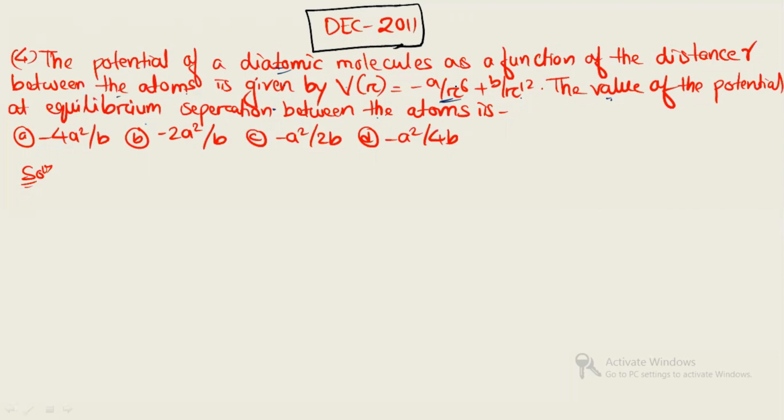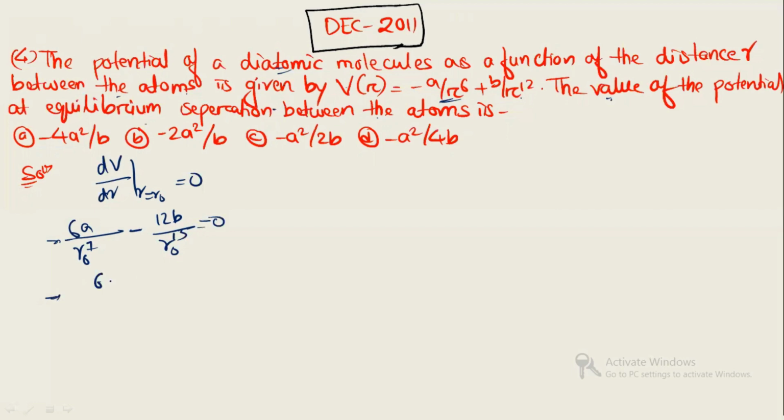So for equilibrium, you already know, at equilibrium dV/dr at r equals r naught is equal to 0. So potential is here, just differentiate. When you do the differentiation, you will get 6a divided by r naught to the power 7, this will give you minus 12b by r naught to the power 13 equals 0.